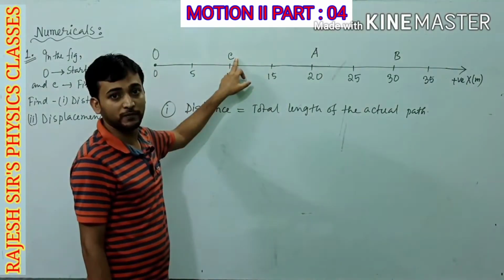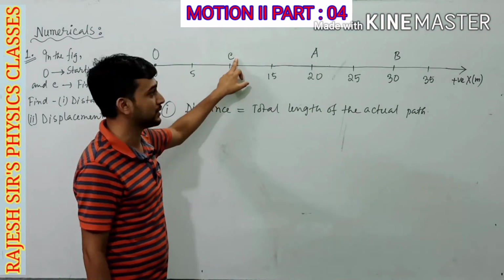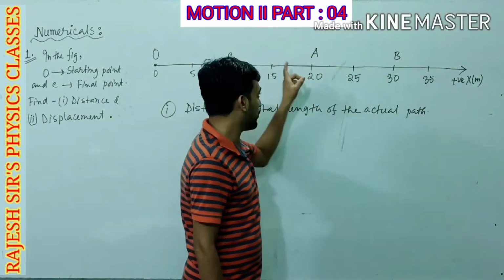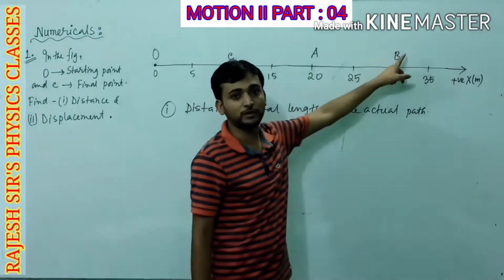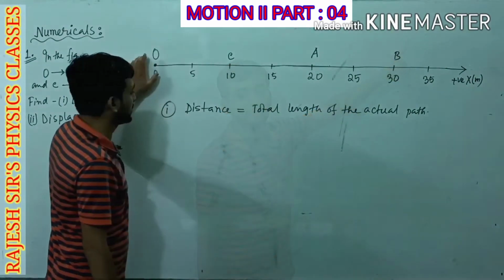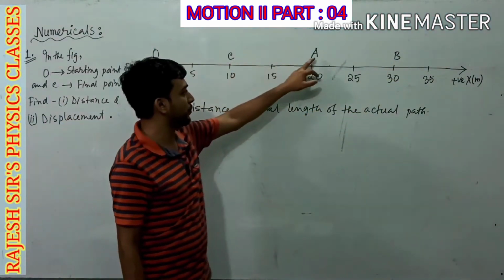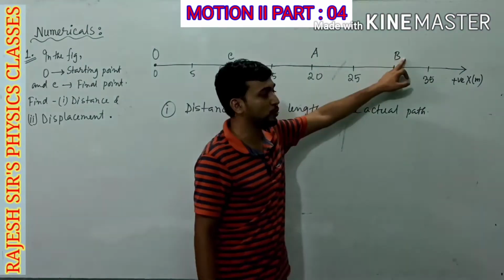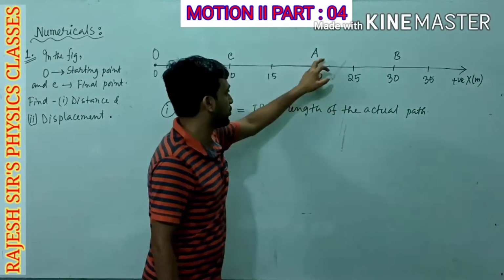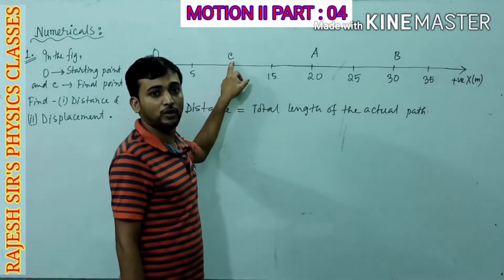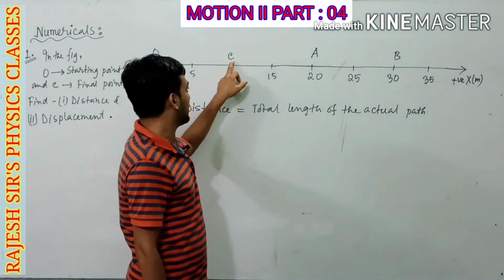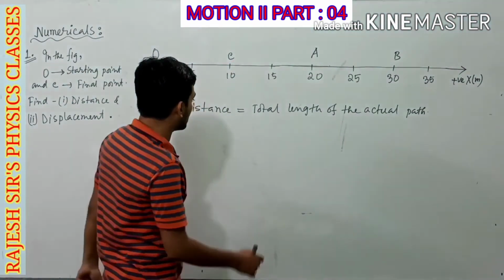C is the final point. Before C, what is the alphabet? B. So before C, what will be the position of the particle? B. Starting from this point O, it will come to the point A. After that, it will go to point B, and again crossing the point A, it will complete its journey at point C. So total distance will be what?